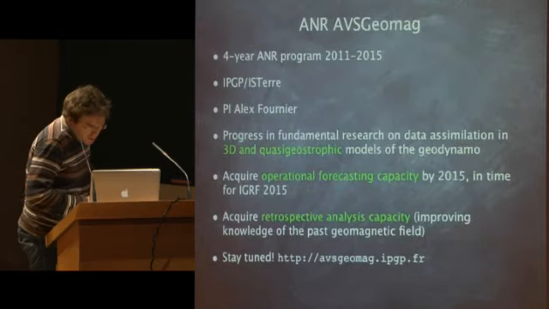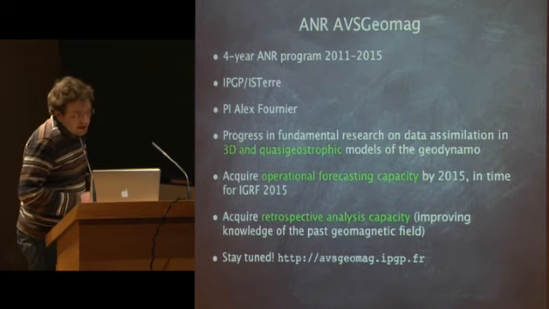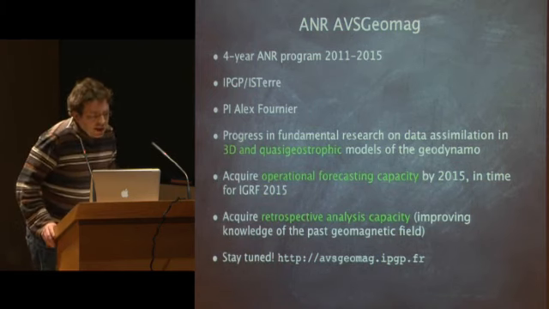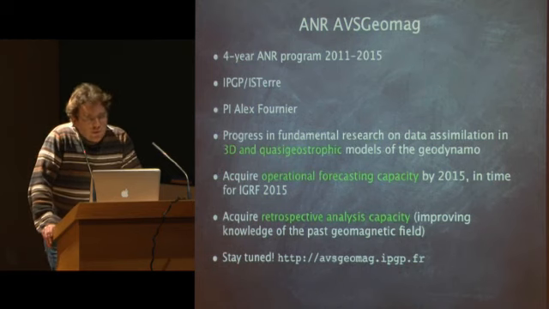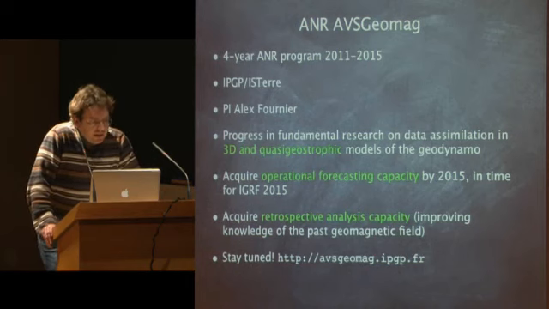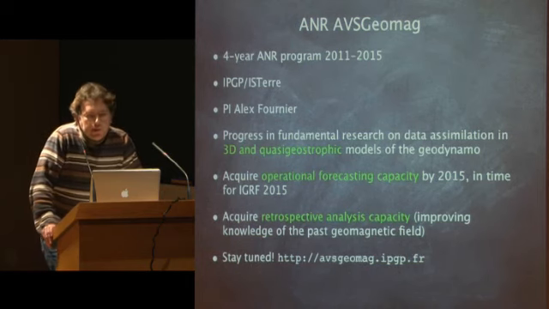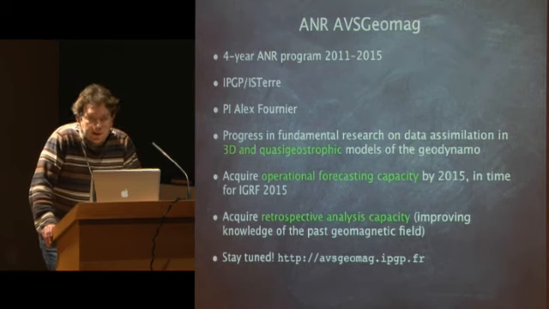So I'm concluding with the future program that Alex Fournier is carrying at IPGP. So it's an ANR program which is called AVS GeoMag, which is planned to run from 2011 to 2015. So it's a two-group program, IPGP and Terre. So the goal is to achieve progress in fundamental research in data assimilation in 3D and quasi-geostrophic models. So we are pursuing both approaches, hoping that they will converge, and I'm confident that they will, based on the results that I've shown today.